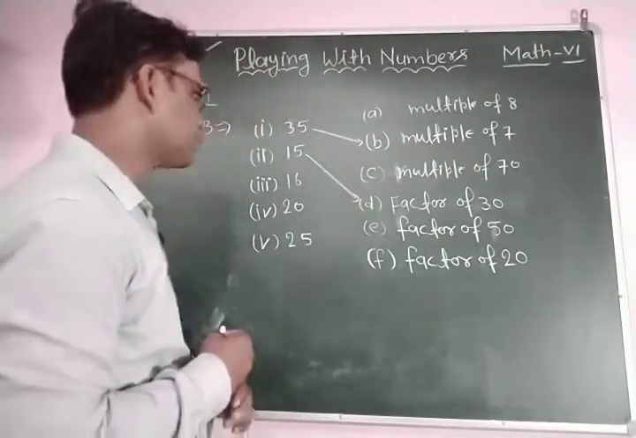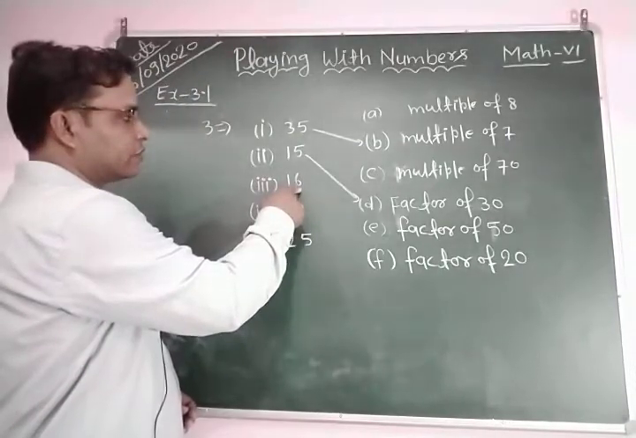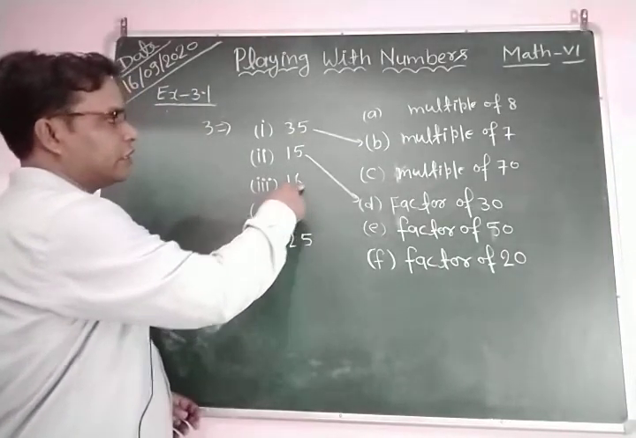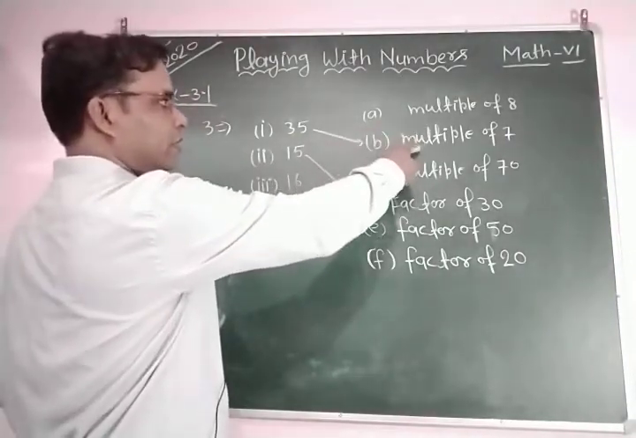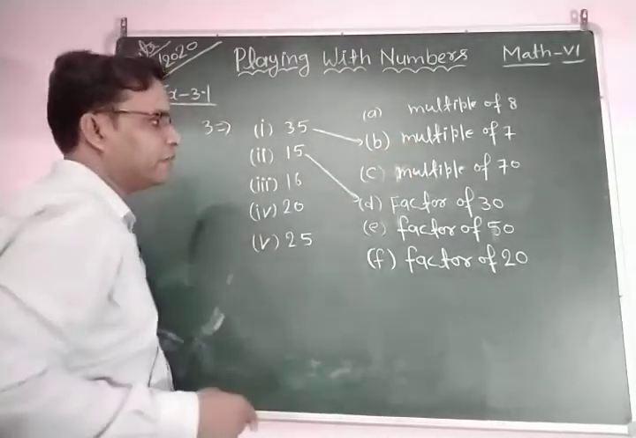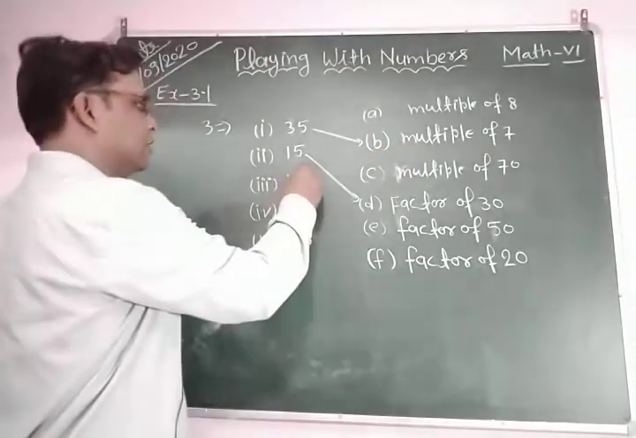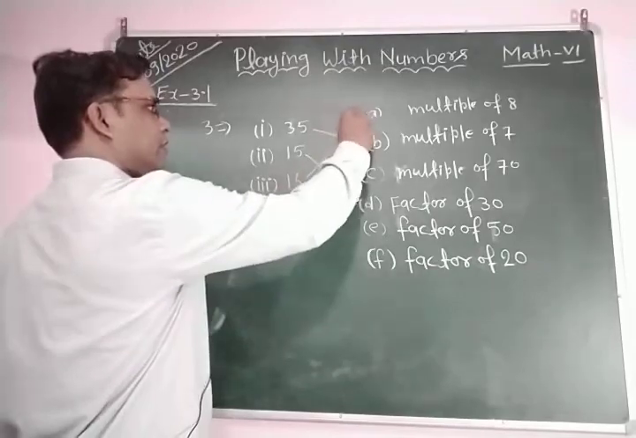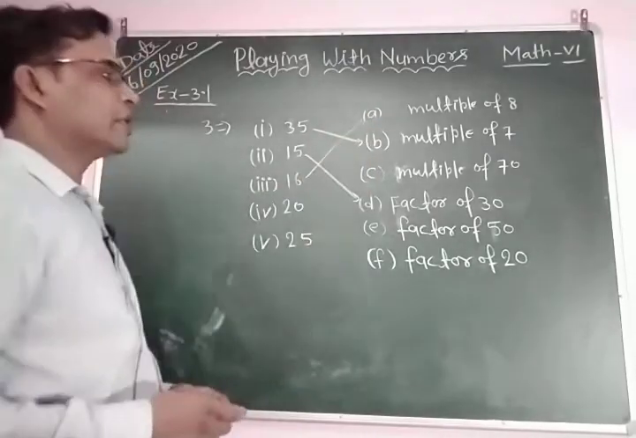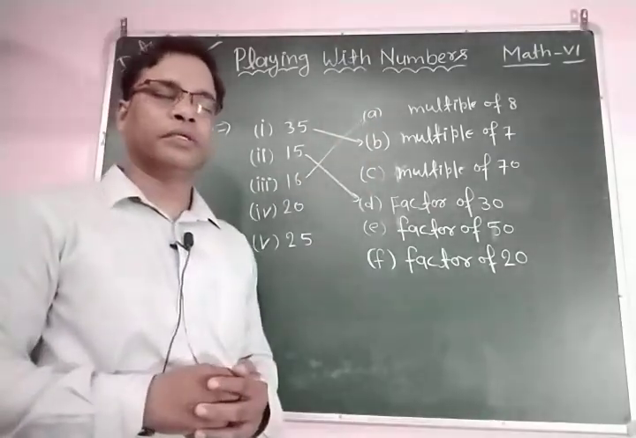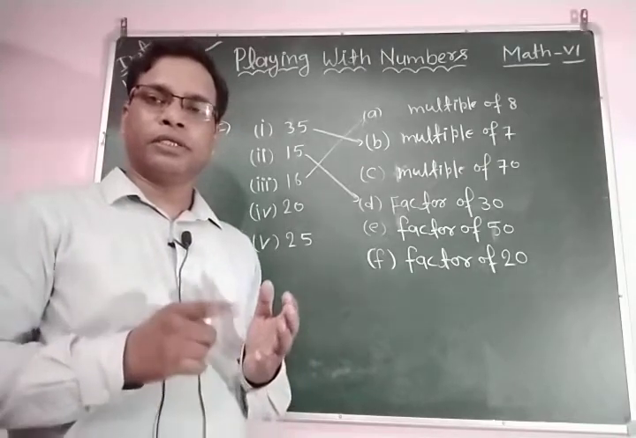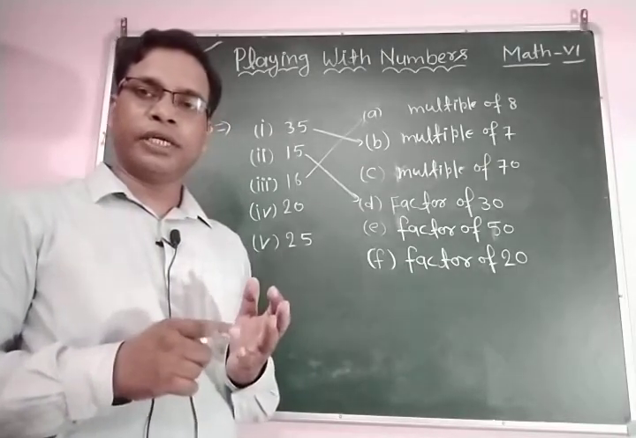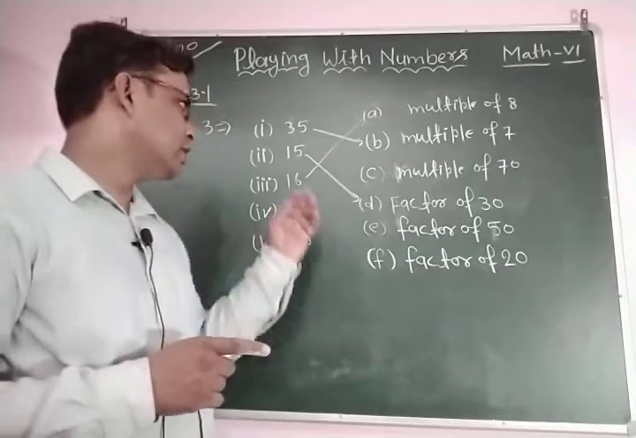Now 16. So what is 16? 16 is a multiple of 8. Yes, 16 is a multiple of 8. So you can join this, because 8 times 2 is 16. So 16 is a multiple of 8.